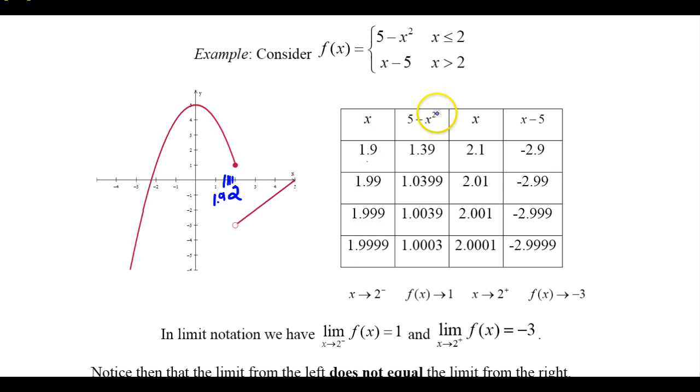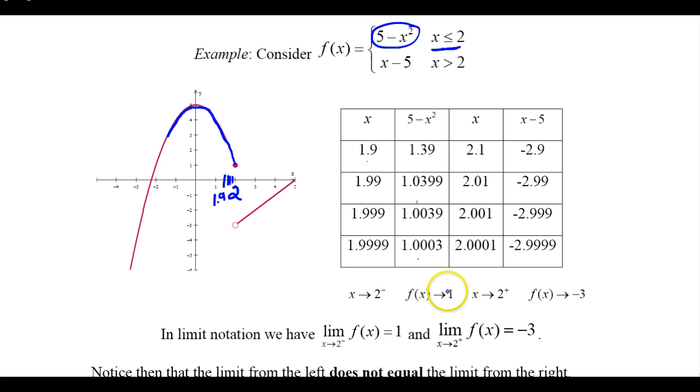So what's happening to the function? Well, I have to make sure that I substitute these x values into the correct function. Notice over here to the left, what function am I substituting the values into? Well, I have to substitute them into the top function, 5 minus x squared. That's the only one defined when x is less than or equal to 2. So when I substitute in these values, these are the y values that come out: 1.39, 1.0399, etc. Notice that the zeros are continuing past the decimal to extend. So that means that this function is getting closer and closer to 1. So the f of x values are approaching 1.